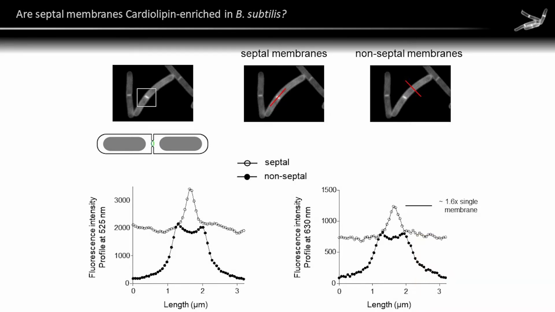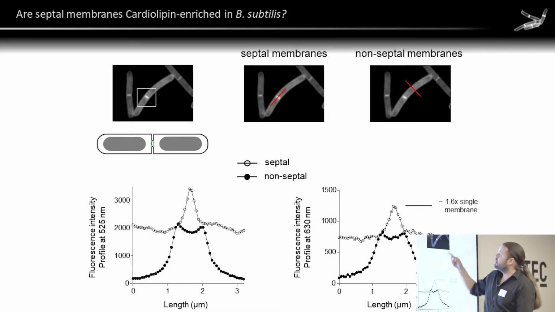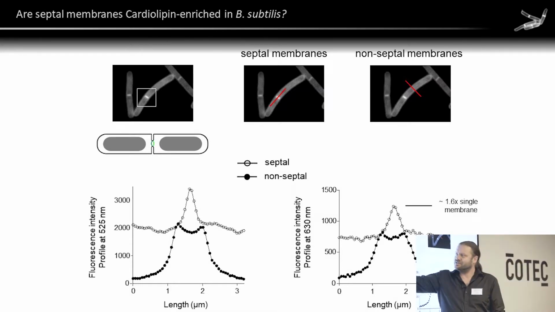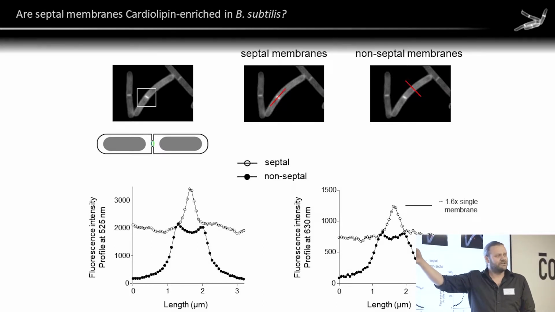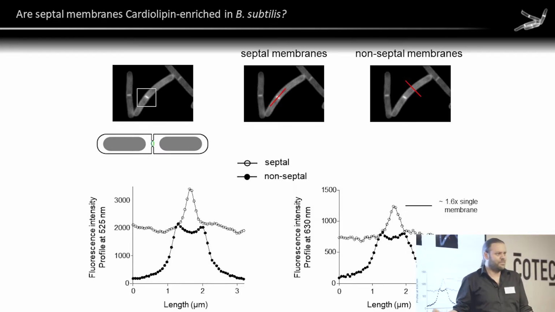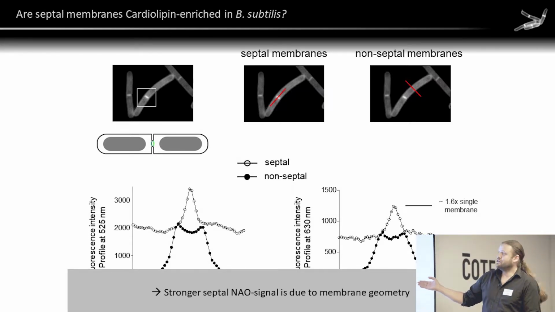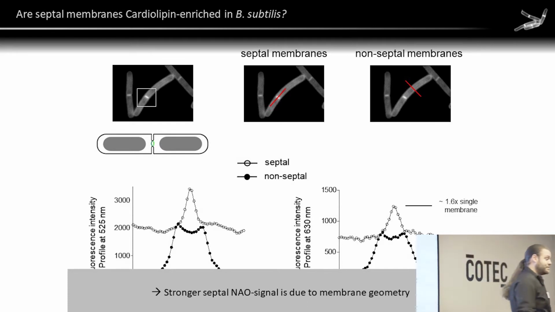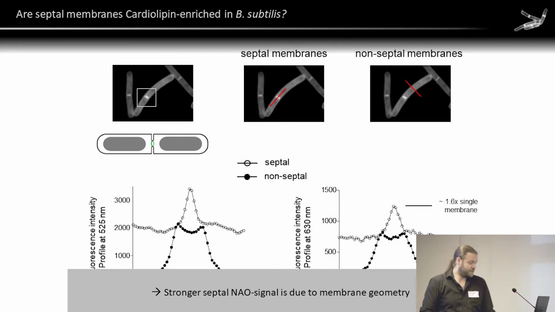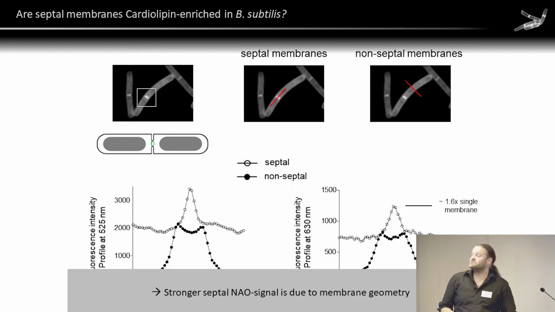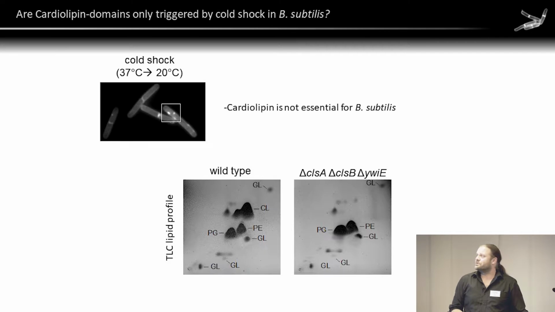So we did some calculations and measurements of the fluorescence intensity, comparing the signal measured at the septum and across the septum, where we know that this is just one membrane, with the expectation that twice the signal at the septum would come just from these two membranes being present. And we're actually not even getting twice, we're getting 1.6 times. So this septal signal is purely a matter of membrane geometry and nothing to do with any specific lipid localization. So how about these domains that we see upon cold shock?